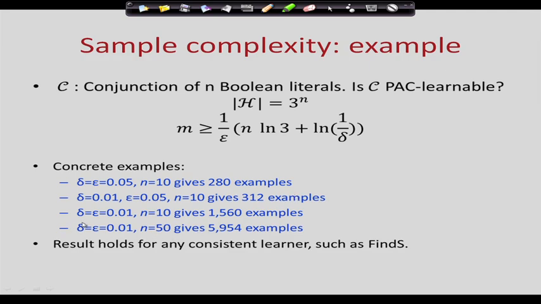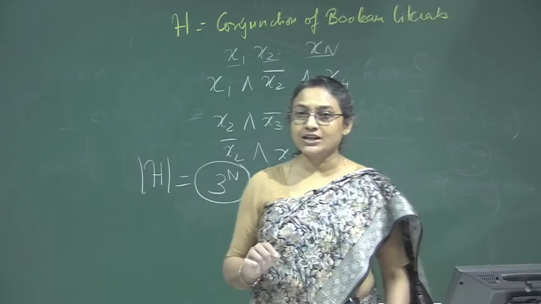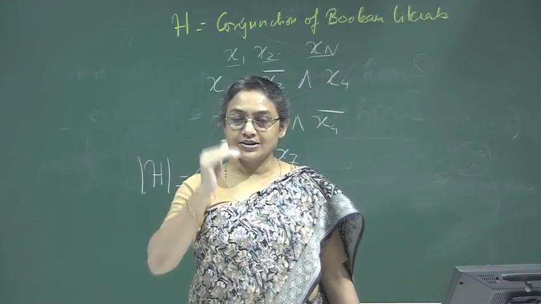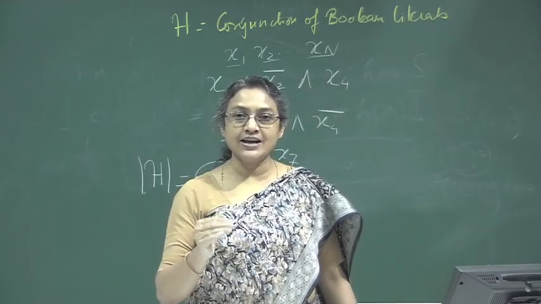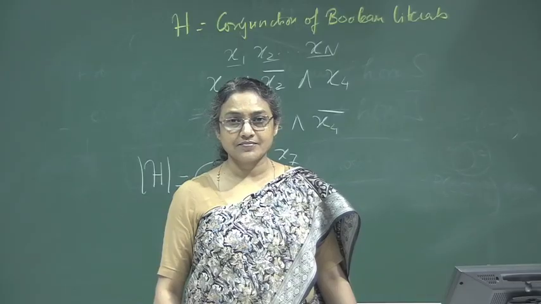If epsilon and delta are both 0.01, then you require 1560 examples. If epsilon and delta are 0.01 and n is 50, it requires 5954 examples. And these values are coming from this formula, and this result holds for any algorithm which, given a training set, can find a consistent hypothesis.